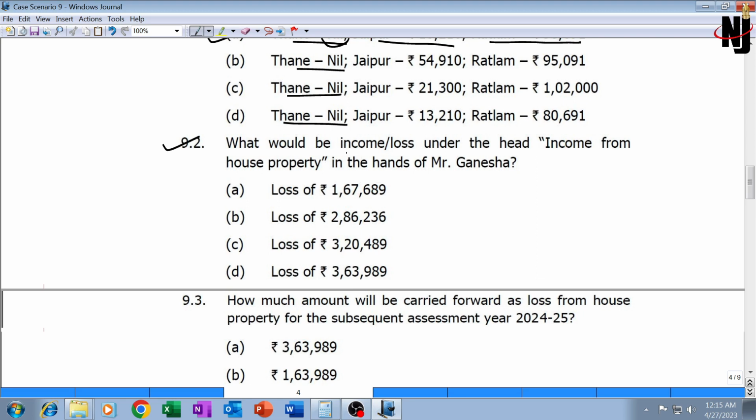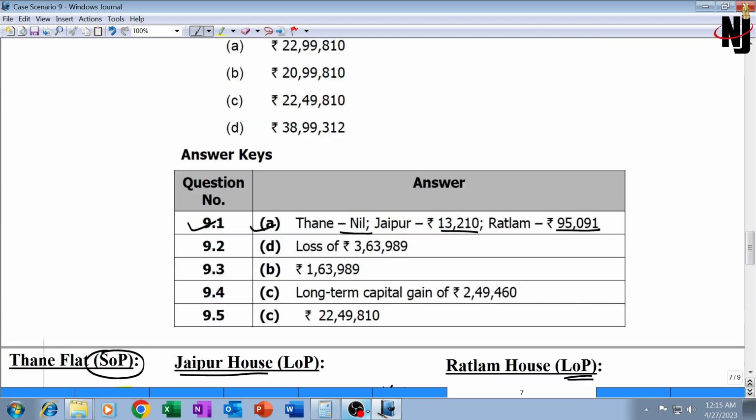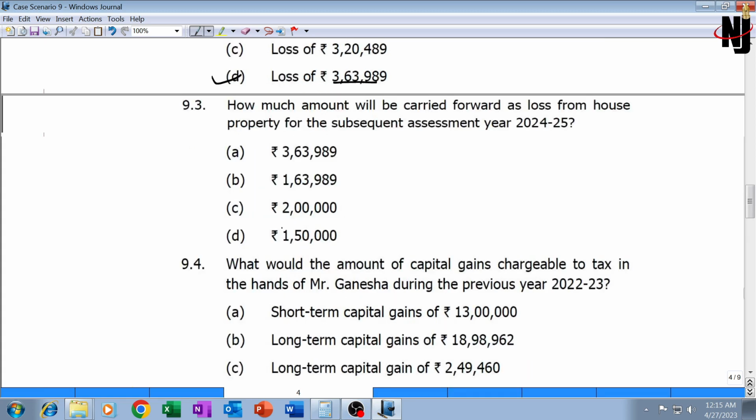9.2, what would be the income or loss under the head income from house property in the hands of Mr. Ganesha? So eventually, whatever we calculated, we were getting loss of 363,989, D, 363,989. So let's check what's institute's answer. Our answer was 363,989. Institute's answer is also loss of 363,989. Our answer is correct.